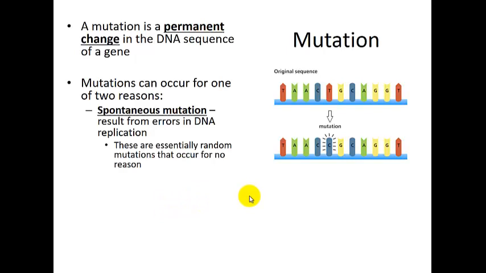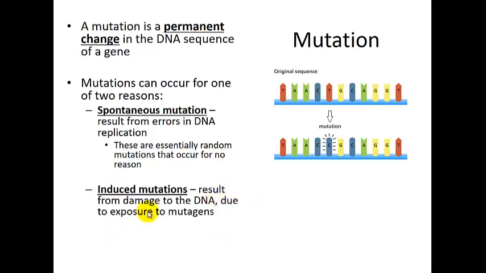There's no exact reason for them. They're random. There's probably some genetic element to them, ironically. In other words, some cells and some people are more susceptible to these types of mutations than others. But otherwise, there's no real reason for them. So they're called spontaneous. Other types of mutations are referred to as induced mutations.